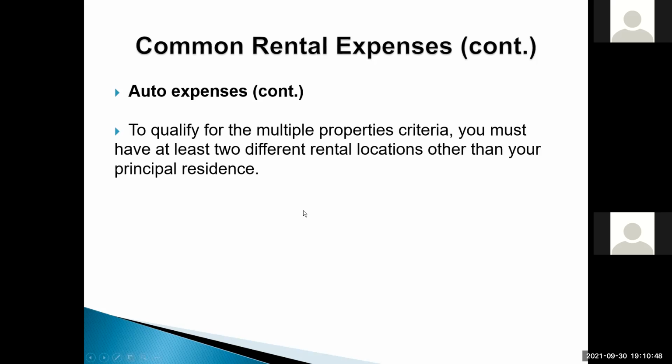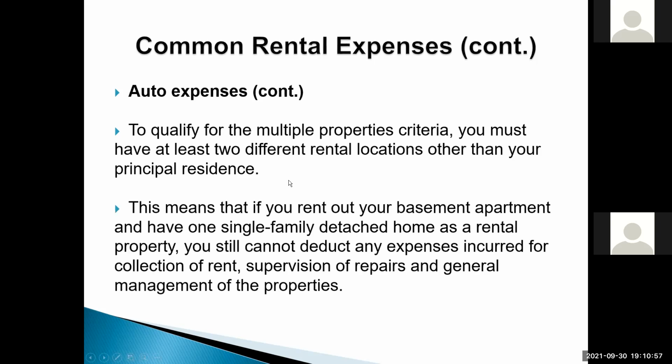To qualify for that, though, you have to have at least two rental properties distinct from your principal residence. Meaning, if you rent out your basement apartment and you have one single family detached home as an additional rental property, you can't deduct those extra expenses relating to anything beyond where you're doing the repairs yourself and you're transporting your tools and materials to the property.